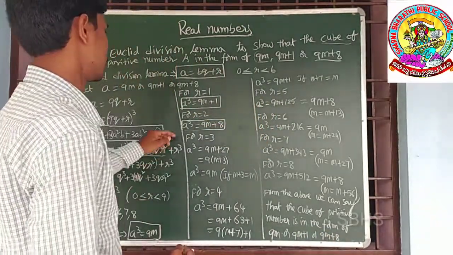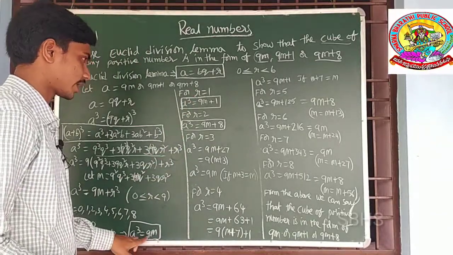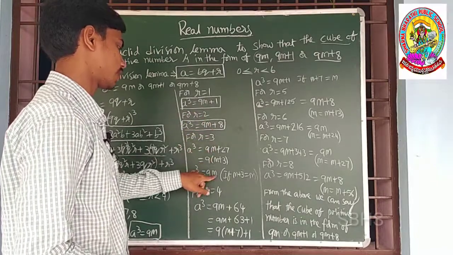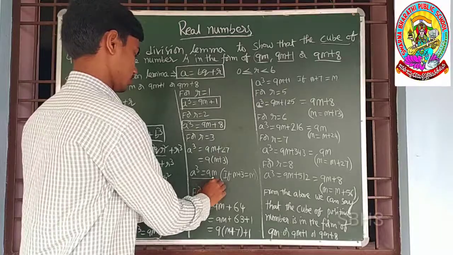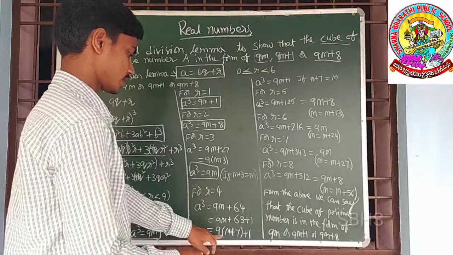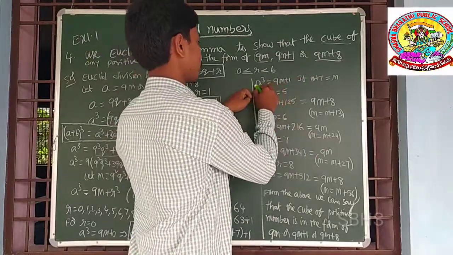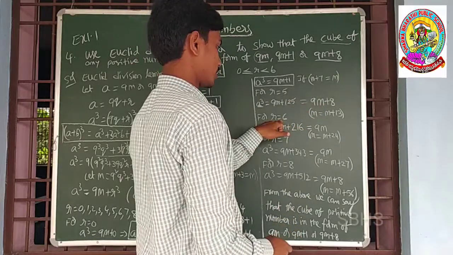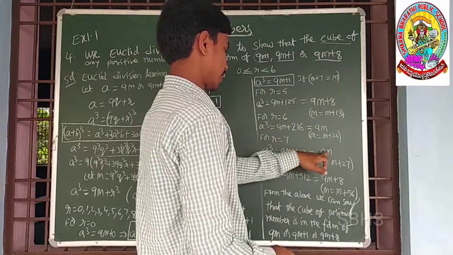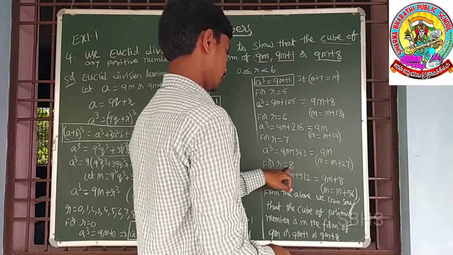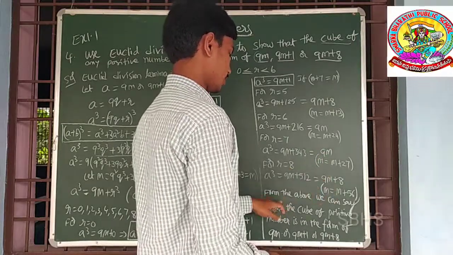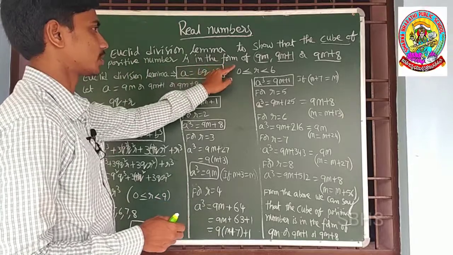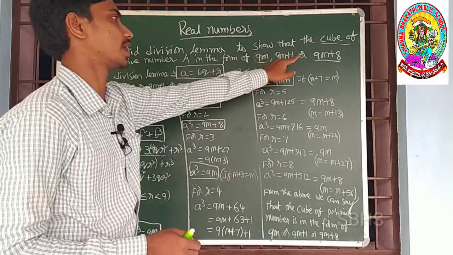You can easily understand. For r is equal to 0, the value is 9m. For r is equal to 1, the value is 9m plus 1. For r is equal to 2, the value is 9m plus 8. For r is equal to 3, the value is 9m. For r is equal to 4, the value is 9m plus 1. For r is equal to 5, the value is 9m plus 8. For r is equal to 6, the value is 9m. For r is equal to 7, the value is 9m. For r is equal to 8, the value is 9m plus 8. So from this we can say that the cube of any positive number is in the form of 9m, 9m plus 1 or 9m plus 8.